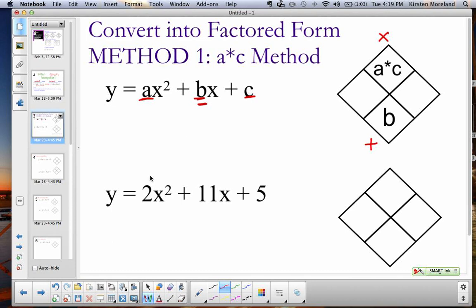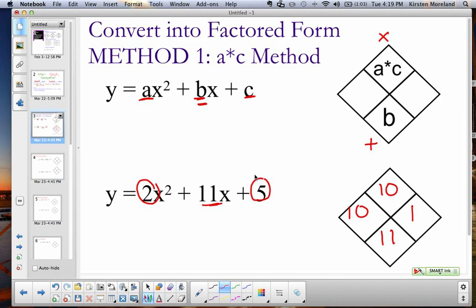So this is our first example. Follow along and then see where you have questions. So I'm going to first multiply 2 and 5, and I get 10. So that's what I'm trying to multiply to. And I'm still trying to add to my middle term, which is 11. So factors of 10 that add to 11 are 10 and 1.